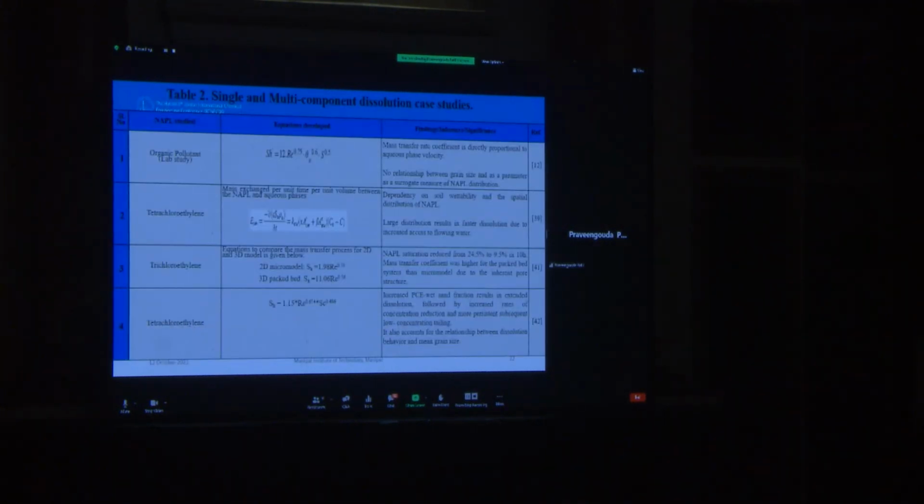This is Table 2, which shows single and multi-component dissolution case studies. They have used different organic pollutants in lab studies: trichloroethylene, tetrachloroethylene. They have developed some equations suitable for their study. In the first study, they found that the mass transfer coefficient is directly proportional to aqueous phase velocity. And in the second, dependency on soil wettability and spatial distribution of NAPL. In the third, NAPL saturation reduced from 24.9% to 9.5% in 10 hours.